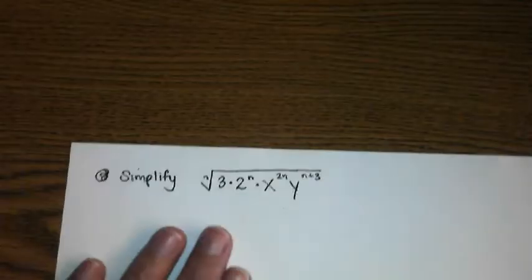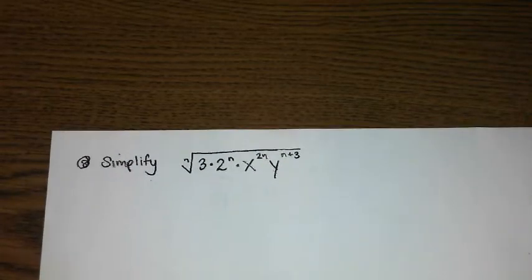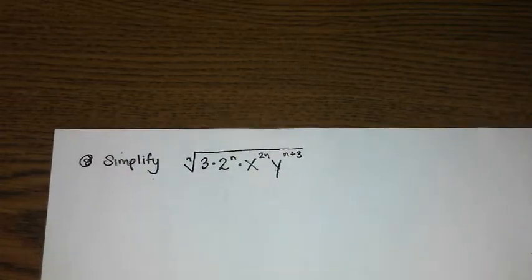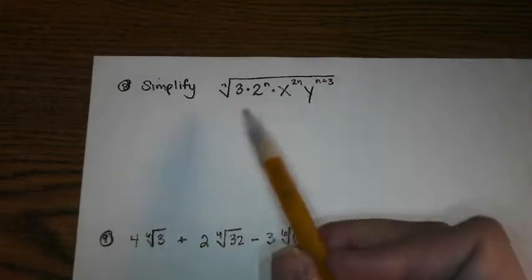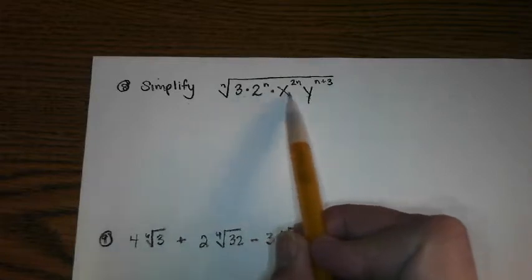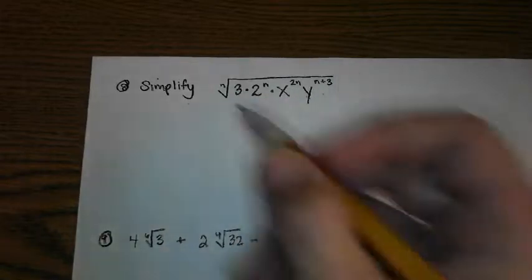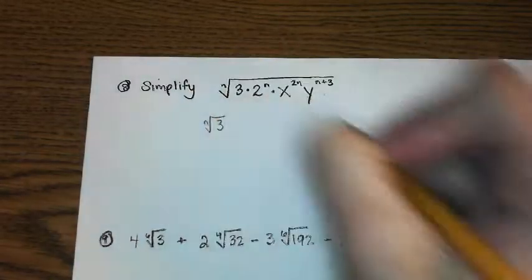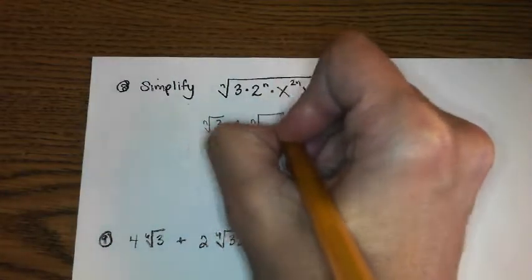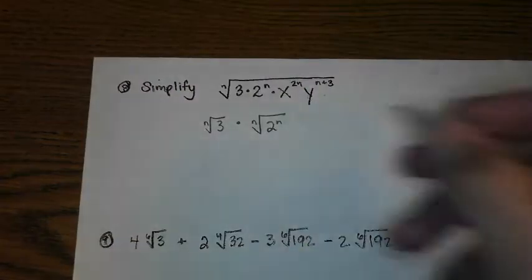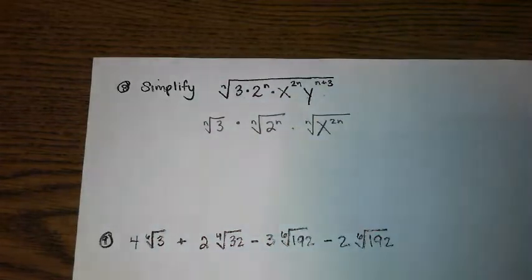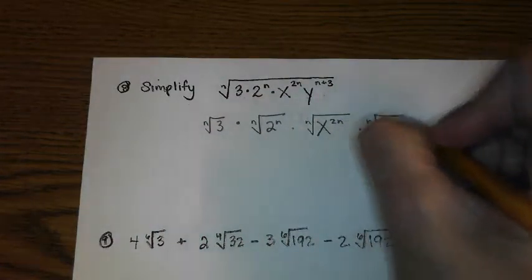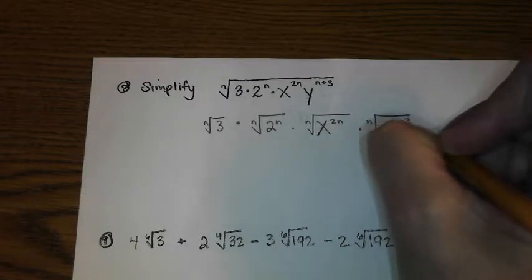Did we do this one yesterday too? You want to go over it again? Okay, we'll go over it again. So I don't remember if I did this yesterday, but I'm going to split it up into 4 different problems. The nth root of 3 times the nth root of 2 to the n times the nth root of x to the 2n times the nth root of y to the n plus 3.